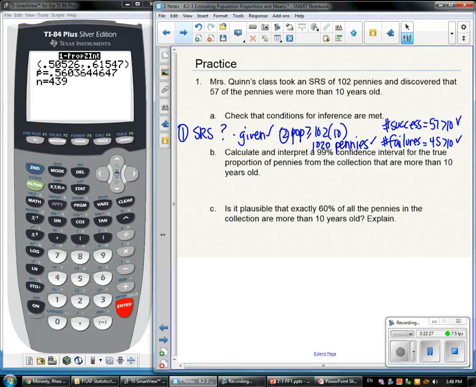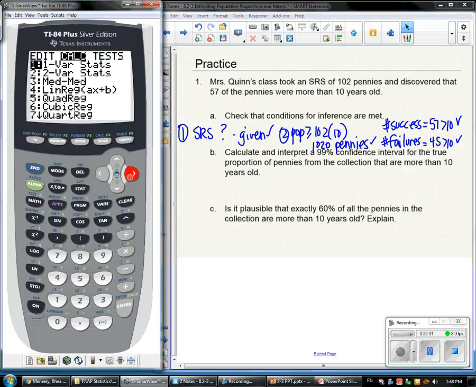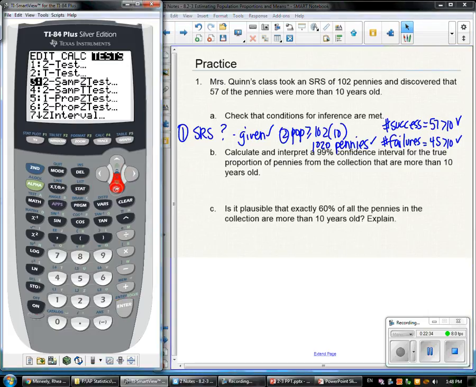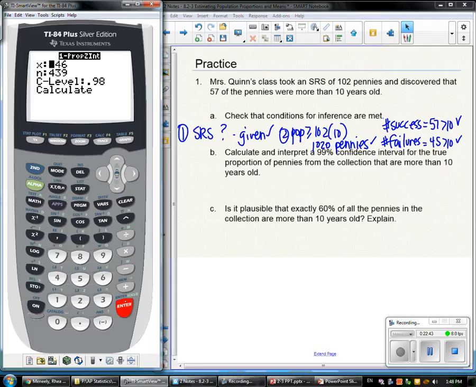So let's go ahead and do this on the calculator. I'm going to go to my stat, test, and I'm going to scroll down until I find my one prop z interval, because I'm dealing with one proportion and I'm dealing with a normal distribution, so I'm talking about z. Okay, the number of successes was 57 pennies. The total number of pennies was 102. The confidence level in this case is 99%, so make sure you enter it as a decimal and calculate. Easy peasy.